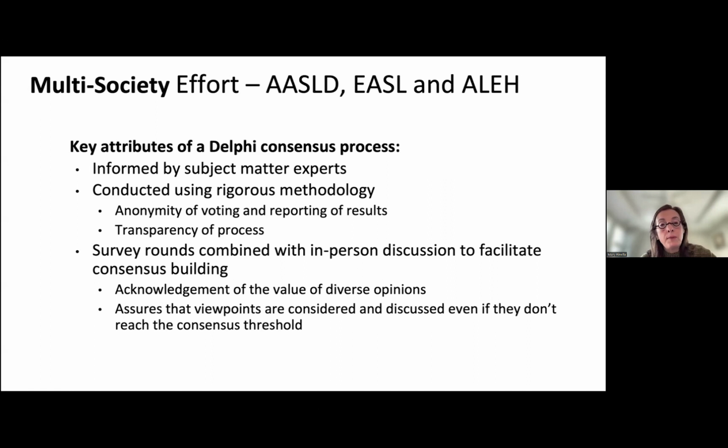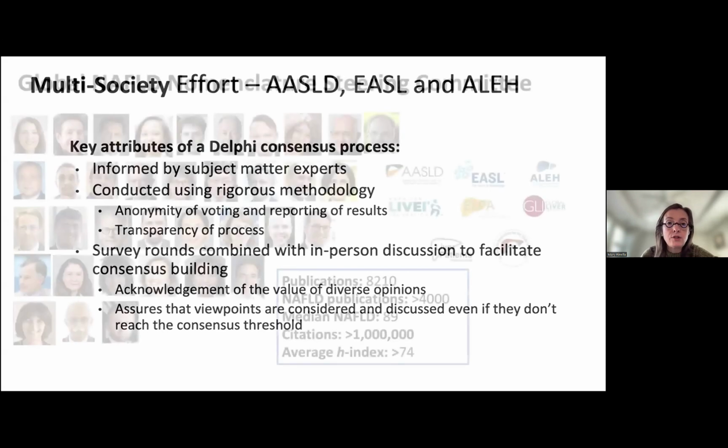It needs to be informed by subject matter experts. It needs to be conducted using rigorous methodology. There needs to be anonymity of voting and reporting of results, and it needs to be a transparent process. The survey rounds need to be combined with in-person discussion, and this is to facilitate consensus building and to listen to one another. This allows for the acknowledgement of diverse opinions and assures that viewpoints are considered and discussed even if they don't reach the consensus threshold.